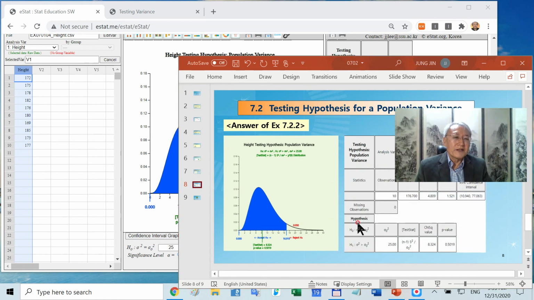We are done with testing hypothesis for population variance. In the next lecture, we'll discuss testing hypothesis for population proportion. See you.